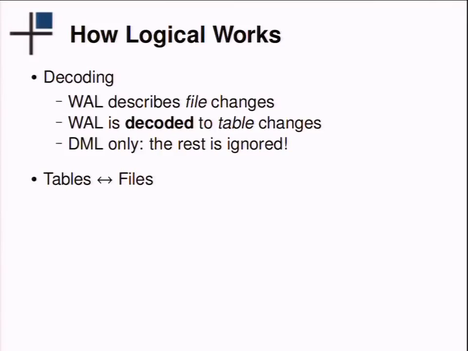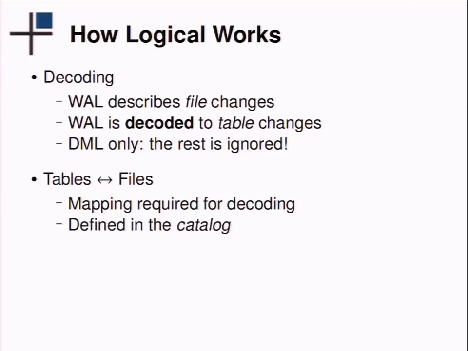The same file will now work for a different table. And this is just one thing. But of course, you have columns renamed. You have all the possible operations that don't change what file you're working on, but change actually what object you're working on. And so you need the map between tables and files, which is required for decoding and is defined in the catalog.